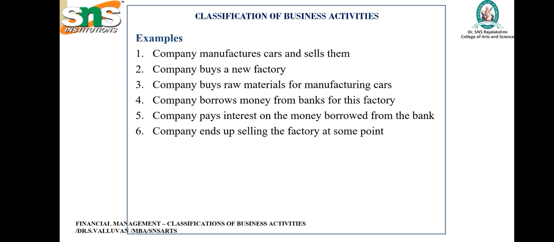Then company pays interest on the money borrowed from the bank: operating activity. Company ends up selling the factory at some point: investment activity. The company is selling their fixed asset, the factory, which is an asset. Cash is coming in. Investment activity. The sixth one is an investment activity. These are live examples which help you understand which activity of a business each of these falls under.